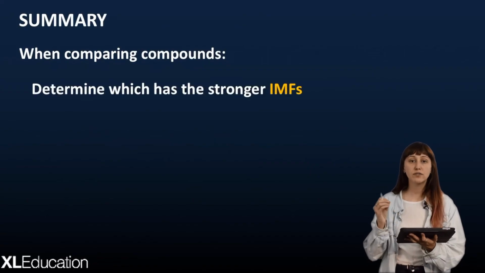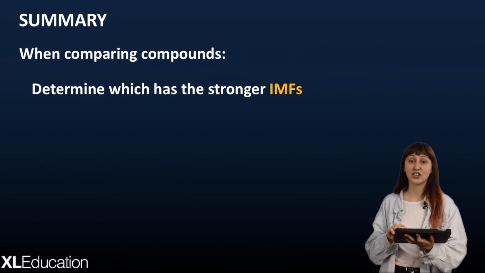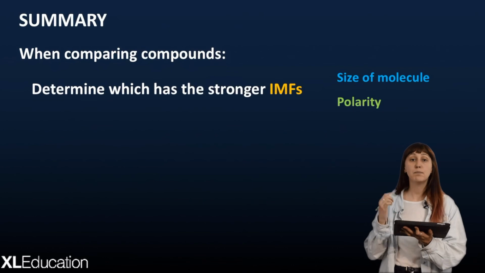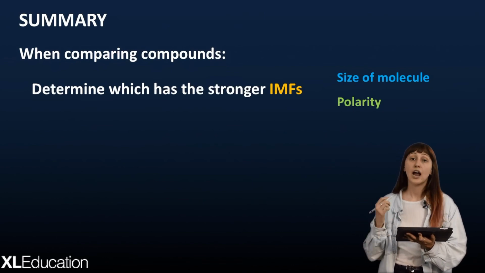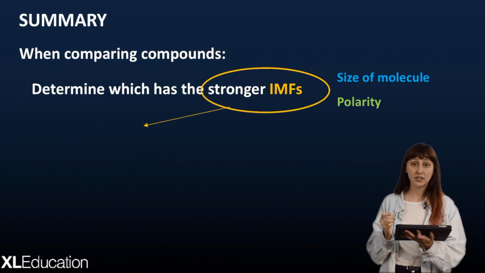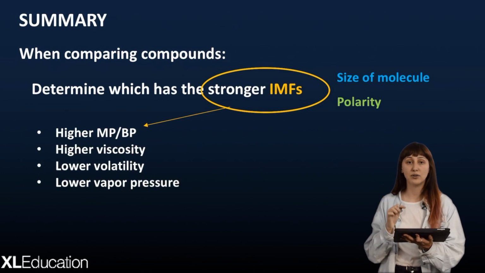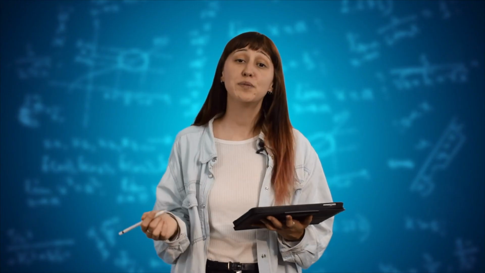When we're comparing 2 compounds, we need to determine which of those compounds will experience stronger intermolecular forces. And we're going to do that by looking at the size of the molecules and the polarity of the molecules. If a molecule has stronger intermolecular forces, it is going to have a higher melting point and higher boiling point, and it's going to have a lower volatility and a lower vapor pressure. I hope this has helped you understand the physical properties of organic compounds a little more, and let's just remember the one thing we can use to explain the physical properties of organic compounds is intermolecular forces.